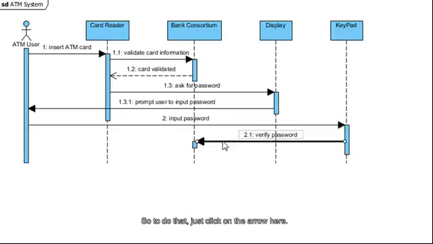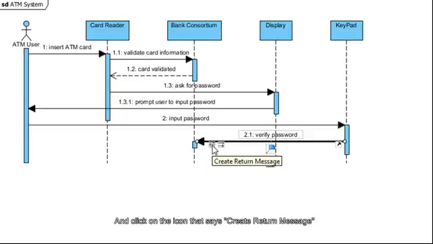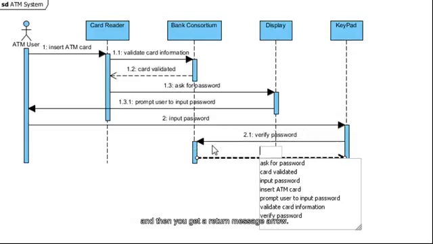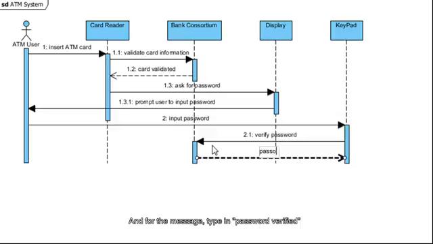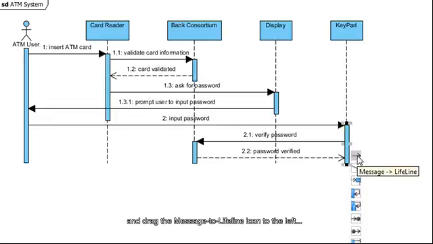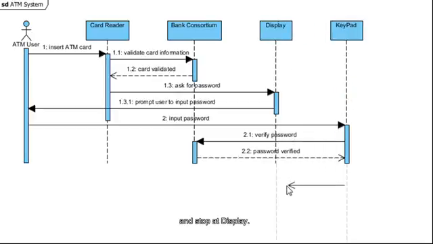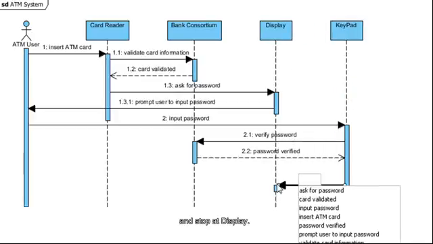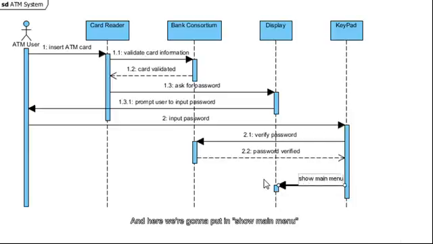So to do that, just click on the arrow here and click on the icon that says create return message, and then you'll get a return message arrow. And for the message, type in password verified. Press enter. Now next, let's come back to keypad here. Select the vertical bar here and drag the message to lifeline icon to the left and stop at display. And here we're going to put in show main menu.